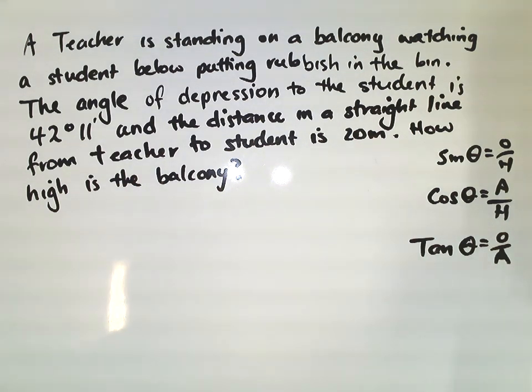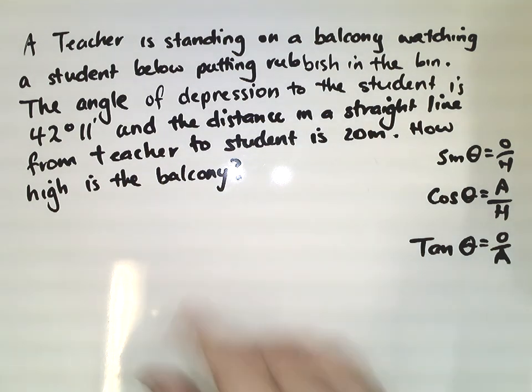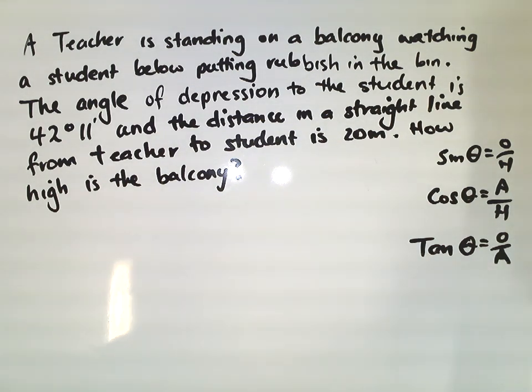So it says a teacher, very important person, is standing on a balcony watching a student below putting rubbish in the bin. Wow, isn't that awesome? That kid really showing responsibility, putting rubbish in the bin. The angle of depression to the student is 42 degrees and 11 minutes, and the distance in a straight line from teacher to student is 20 metres. How high is the balcony?